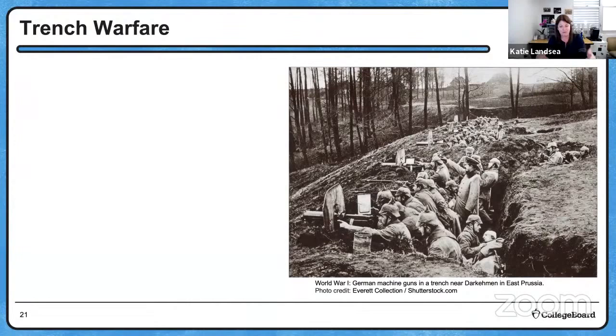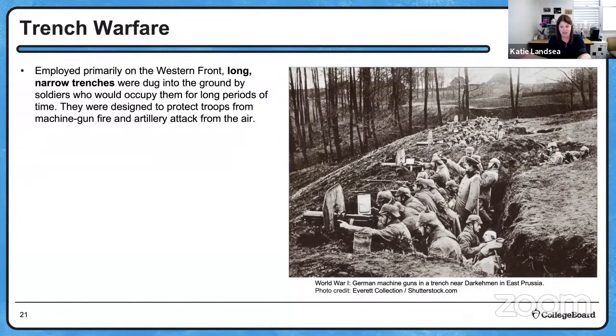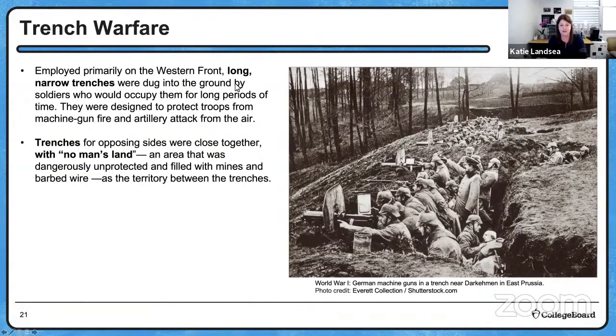And our last piece before we move on to World War II, as we're talking about the conditions, is trench warfare. There's a picture there on the right of German machine guns in a trench. We see this mostly along the Western Front, these long, narrow trenches dug into the ground. They're designed to protect troops from machine gun fire and also from artillery attacks from the air. These trenches faced each other, these opposing trenches, and in the middle was no man's land. It was an area that was dangerously unprotected, filled with mines and barbed wire. So this middle center is no man's land.